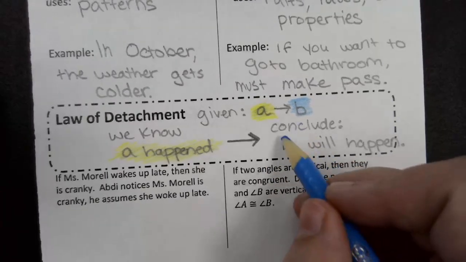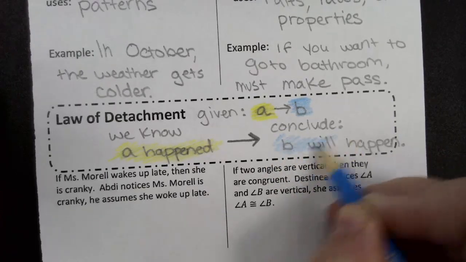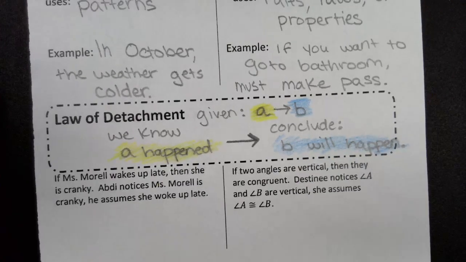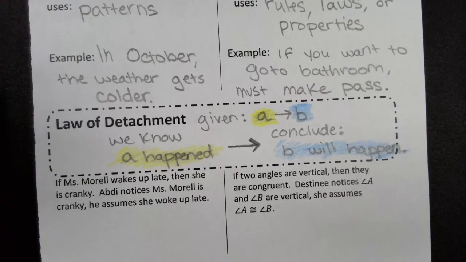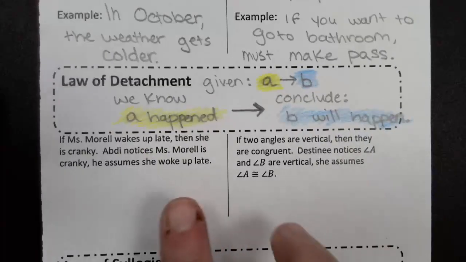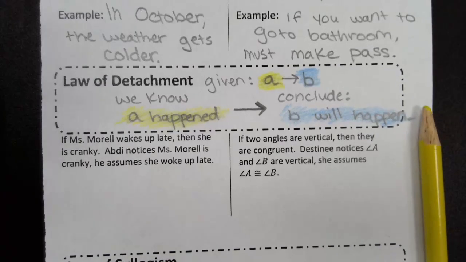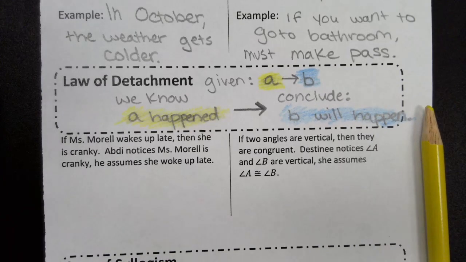As A happened, we know that B either happened right after or that it's going to happen. It'll happen really soon. All right, so for this first example, we have two examples that are going to go with that law of detachment. What does it mean to be detached? Yeah, to be separate from something. So if you detach your phone charger, you detach your phone, what does that mean?